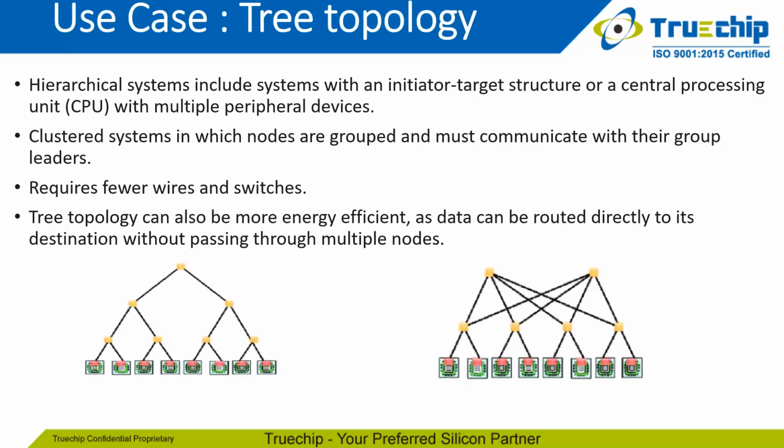Tree topology. In tree topology, what we can see is that there is essentially one point communicating to many points, and then they can further communicate to multiple points. As we can see from this architecture, it does not need to be a single point of contact, but essentially the idea is that the information keeps on flowing in terms of branches the more we move towards the hierarchy. Being said that, a hierarchical system includes a system that has an initiator-target structure, or a central processing unit with multiple peripheral devices. A cluster system would be a system in which this architecture would be highly useful. It requires very few wires and switches. These can be more energy efficient, as data routing would not be a problem here because the direction is actually fixed.